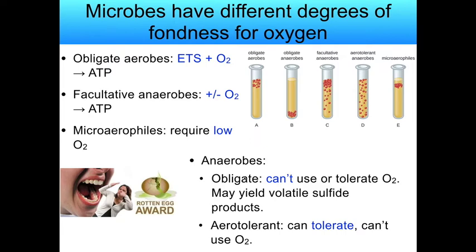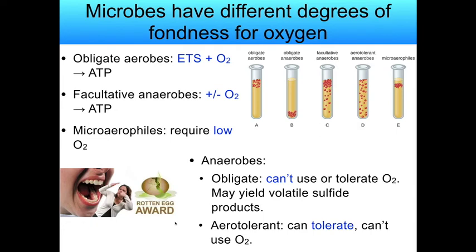Then there are anaerobes. There's obligate anaerobes and aerotolerant anaerobes. Obligate anaerobes can't use or tolerate oxygen at all. They can't tolerate reactive oxygen species such as hydrogen peroxide or superoxide. And this is produced in metabolism with oxygen. So they like to ferment, and during that process they tend to form stinky, volatile sulfide products. And so you'll find these in your colon and also in your mouth and crevices when you wake up in the morning as you sleep throughout the night.